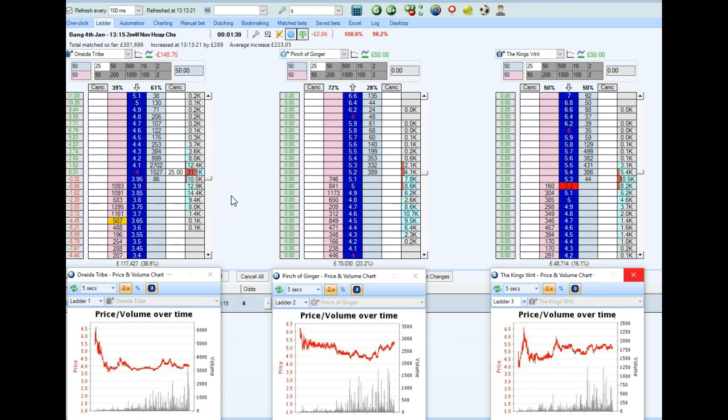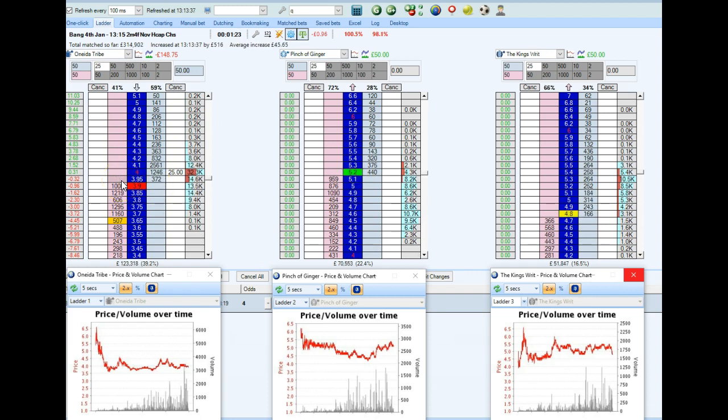So there we go again. It's been taken. My £25 has been taken again at 3.95, and hopefully it will get matched on the other side here, which I think it will. Just wait there a few minutes, and you can see the 3rd favourite is now coming in as well. So hopefully now there's some money coming in for the 2nd favourite.